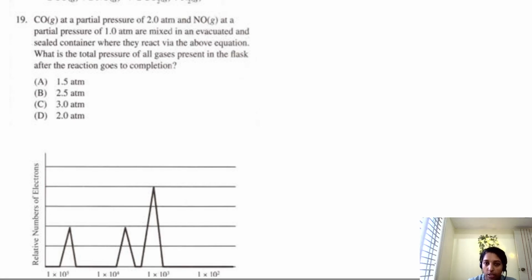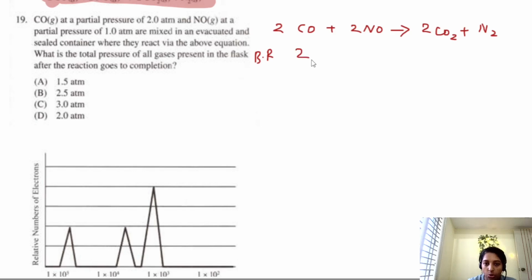Then the next one, 2CO plus 2NO gives 2CO2 plus N2. CO at a partial pressure of 2 atmospheres, and NO at a partial pressure of 1 atmosphere, mixed in an evacuated and sealed container where they react via the above equation. What's the total pressure of all gas present in the flask after the reaction goes to completion? Just normal stoichiometry only.